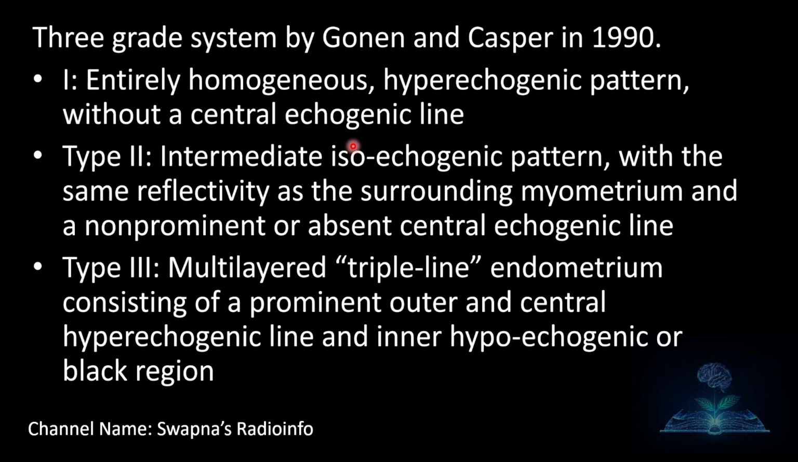There is another classification by Gonen and Casper in 1990. There are three types. Type 1 is entirely homogeneous. Type 2 is an intermediate isoechoic pattern. Type 3 is a multi-layered or triple line pattern.